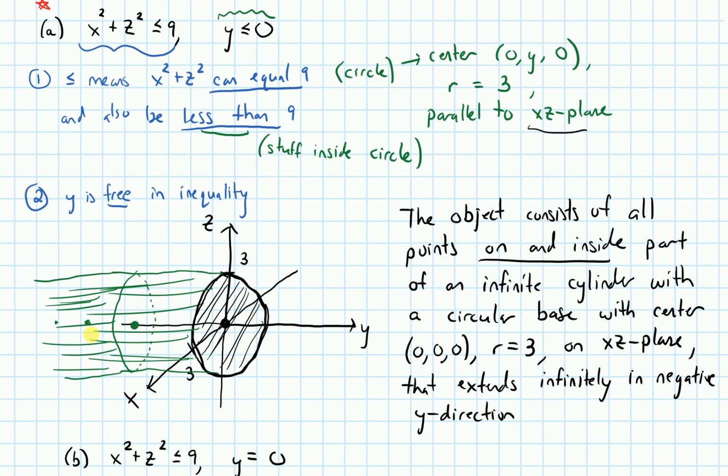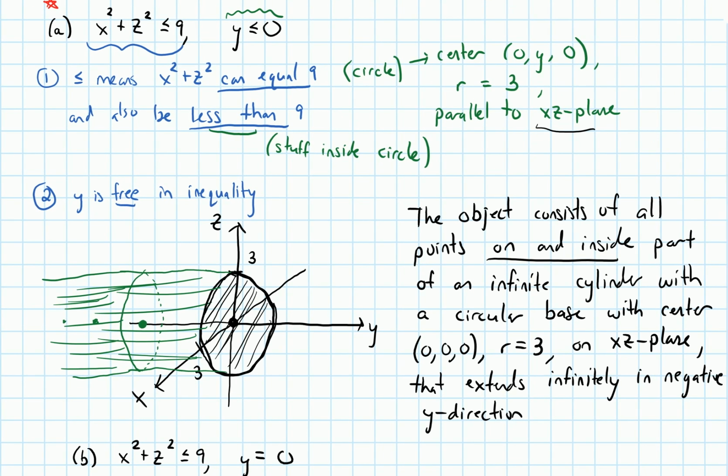Part B is, I have the same first inequality, x squared plus z squared is less than or equal to 9, but now the second inequality changes to an equation, y equals 0. So pause the video, this time for just 1 minute, and think about how this one will be different. 4, 3, 2, 1, pause the video. Pause it for about 1 minute to try part B.